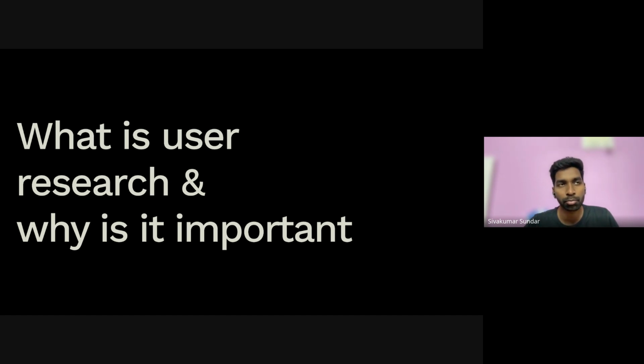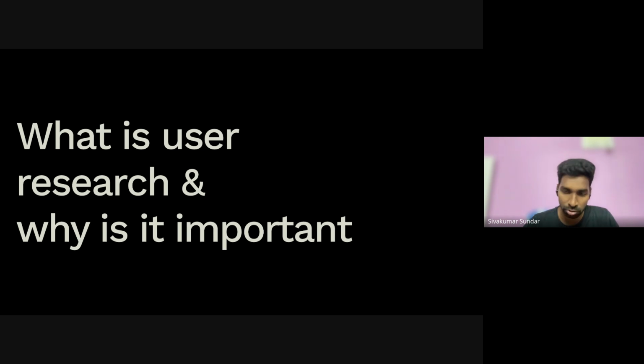Any company or any product, be it small or big, without user research, I think you cannot do the right thing. You'll probably end up doing things that are not actually useful for the user, or not very easy to use, or users might end up using it differently than what you intended. So this is where user research helps you understand what your users actually want and what problems you're trying to solve.